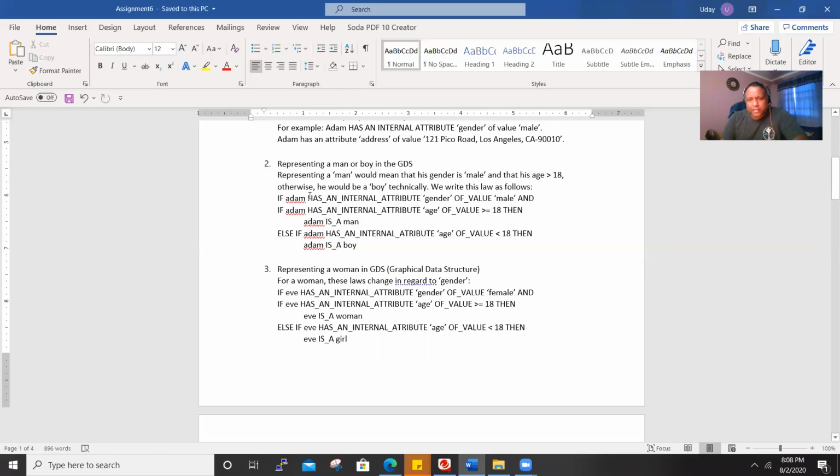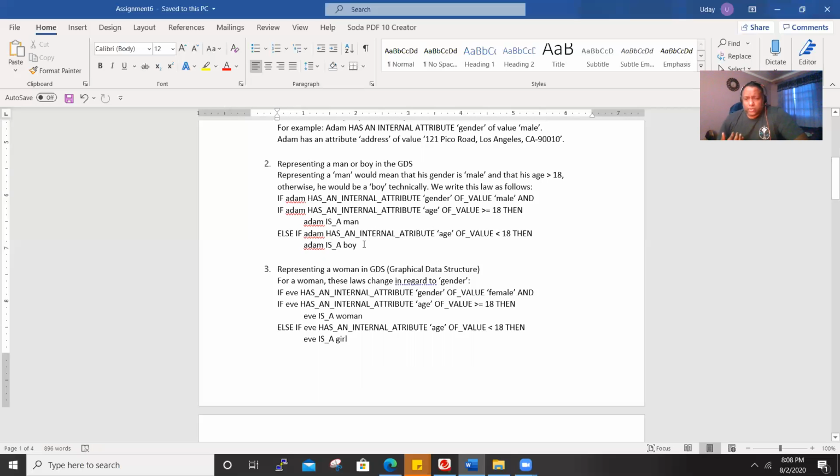So if Adam has an internal attribute gender of value male, and if Adam has an internal attribute age of value greater than or equal to 18, then Adam is a man. So when you just say, "Hey, he's a man," we as human beings have already pre-computed it. We already know, oh, Adam, yeah, his gender is male. Two, he's old. He's a man. He's over 18. But if you say, "Hey, this person is a boy," then we immediately, automatically think, yeah, his age is less than 18, and his gender is male.